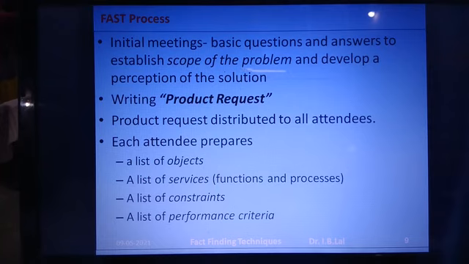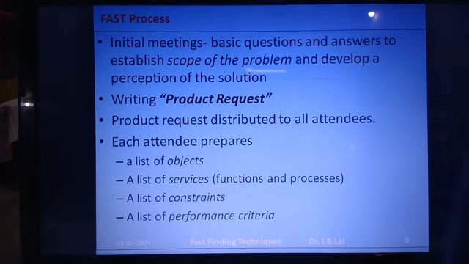Overall perception of a solution. Out of these initial meetings, the developer and customer write a 1 or 2 or 3 pages product request. Now the product request is distributed to all attendees, all participants of the meeting before the meeting date, so that every attendee could well understand.